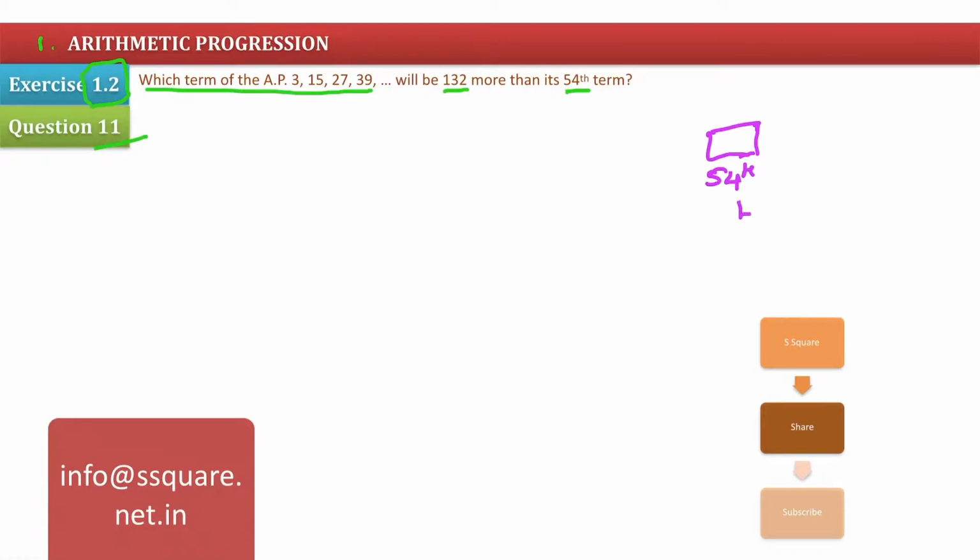We need to find the 54th term plus 132, which will become one value. Some term in this AP will be the 54th term plus 132, and this term we need to find. Once again I want to tell you about this.